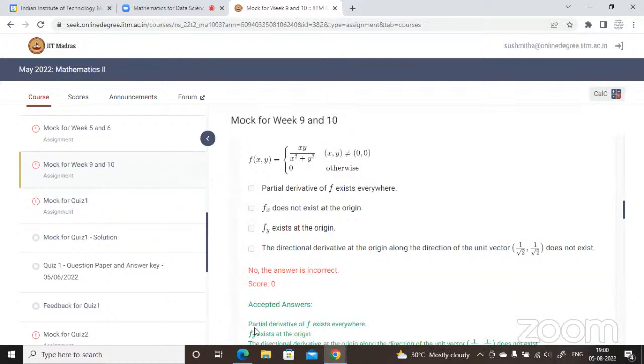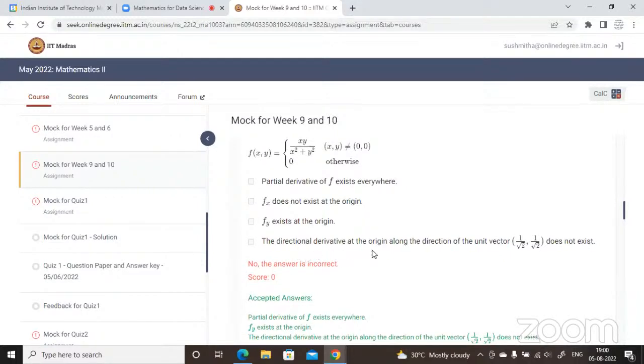The limit does not exist, but see, the answer says fy exists at the origin. So the partial derivative is actually there. The partial derivative of x exists everywhere. So it actually exists, even though the limit does not exist. Okay. The directional derivative at the origin along the direction of the unit vector does not exist. Okay, so can we discuss this question?